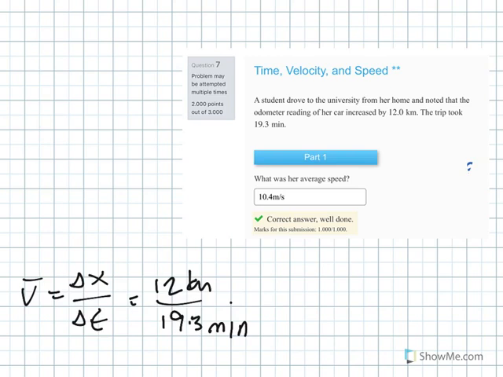So here we go, converting. We've talked about this too. It's factor label. To convert this into meters per second, you need to change kilometers into meters, and you need to change minutes into seconds. So you multiply that by a string of factors. This is called factor label. You want the units of kilometers, for example, to cancel. So let's do this.